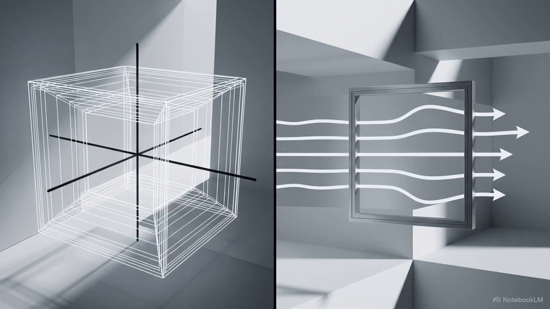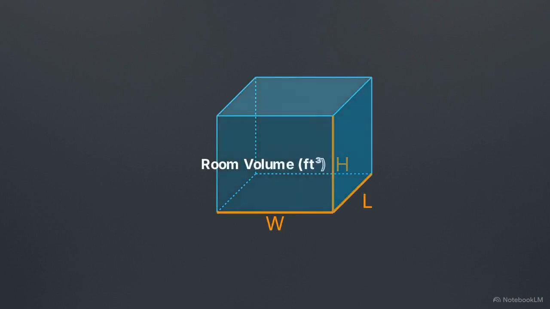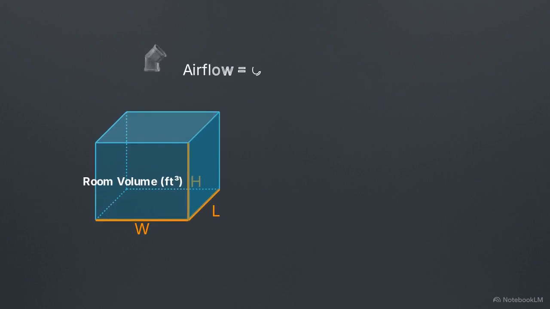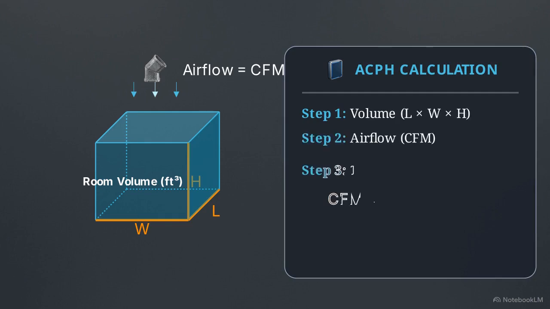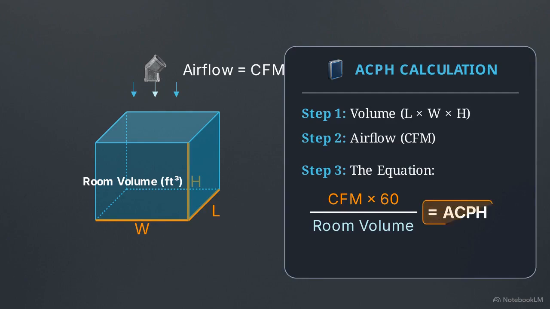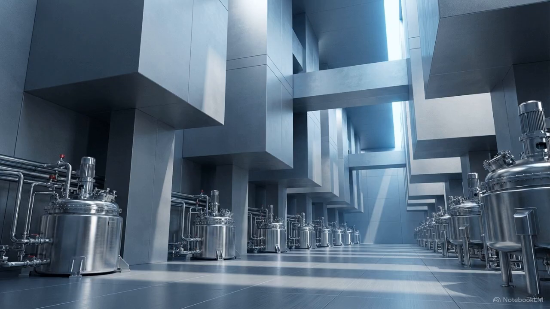Calculating that velocity requires locking down two specific variables. First, calculate the physical volume. We multiply length, width, and height for the total cubic feet. Next, measure the incoming duct airflow in cubic feet per minute, or CFM. Finally, multiply CFM by 60 and divide by the room volume to get the ACPH. This calculation allows engineers to scale sterile environments, whether they are building a single closet or a massive manufacturing wing.